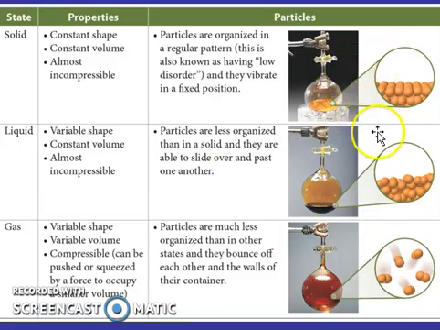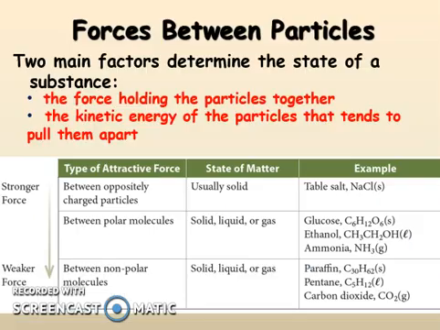So if you think about it, solids have a high attraction for each other. They're very closely compacted together. Liquids have less attraction, and gases have the least amount of attraction. So what happens here is essentially things that are solids have very strong attractions. And the best example of that are ionic compounds.